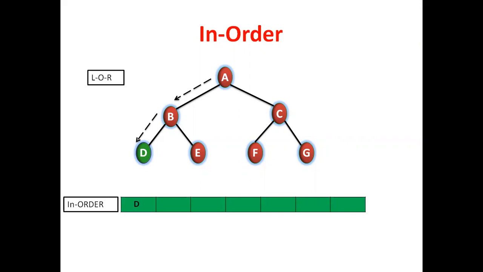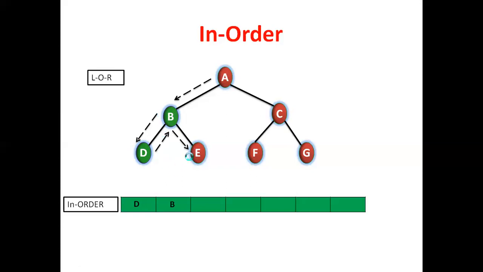After visiting the left node, what is the next step? Visiting the root. What is the root of D here? B is the root node of D. According to the LOR formula, left is visited. The left child of B is D. Then the root: D's root is B here. So visit B. Then after that, the right part.